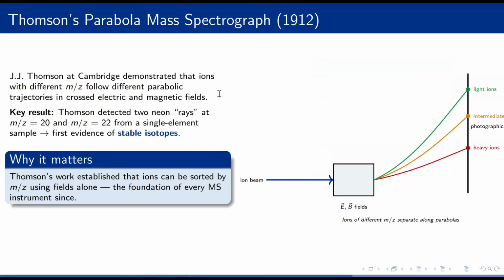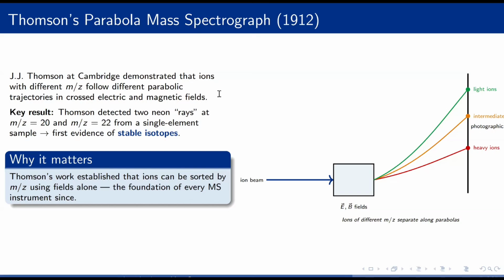Let's take a moment to rewind back to 1912, because the modern mass spectrometer starts here. J.J. Thomson, who had already won the Nobel Prize in 1906 for discovering the electron, was working at Cambridge on something called positive rays, beams of positively charged ions produced in low-pressure discharge tubes. He set up a clever arrangement where ions pass through crossed electrical and magnetic fields before hitting a photographic plate.